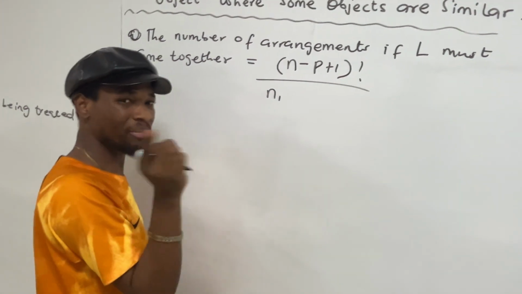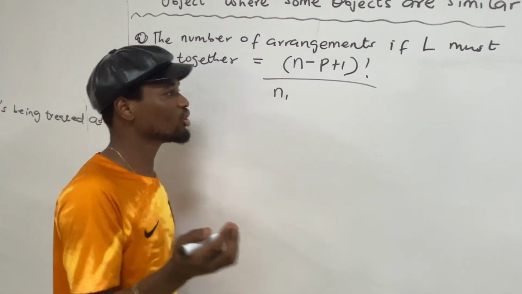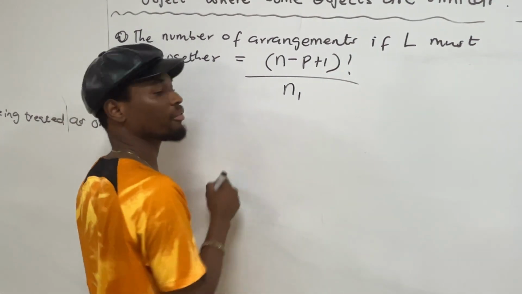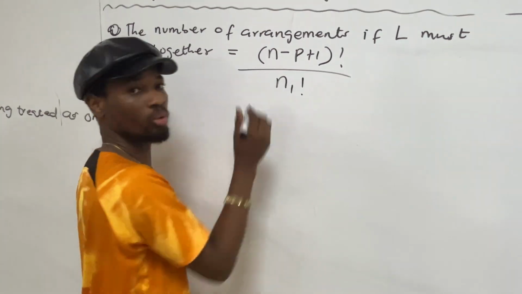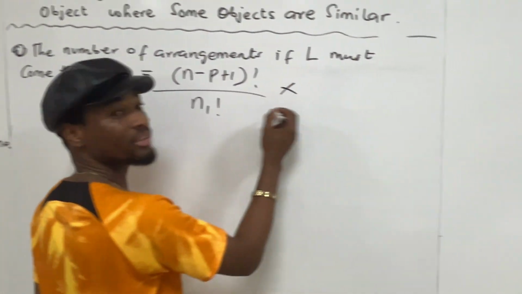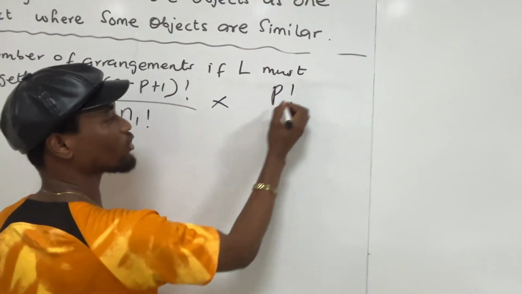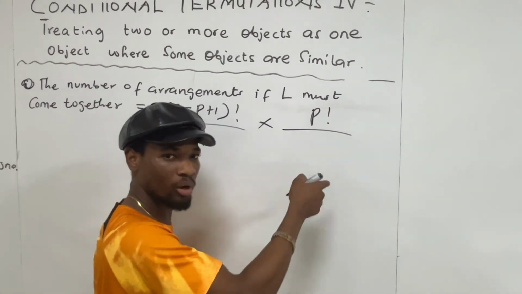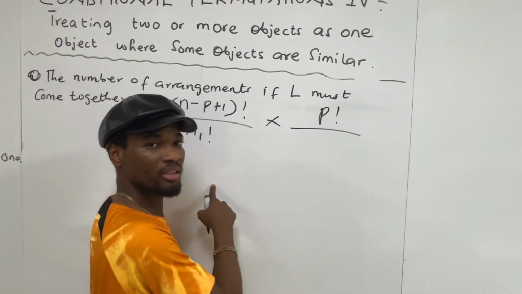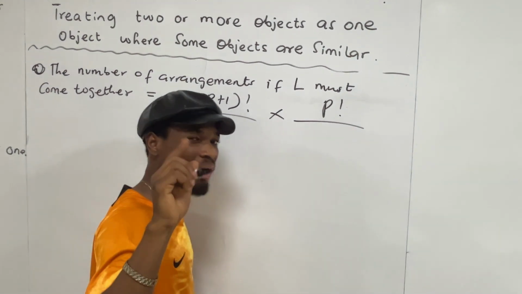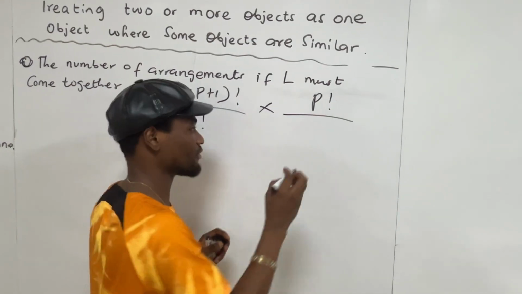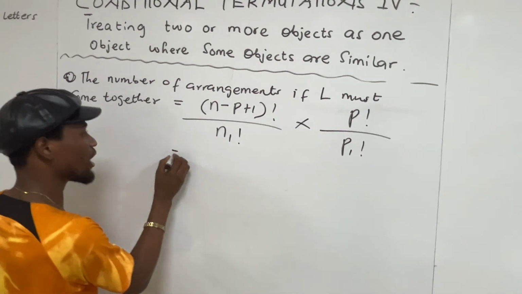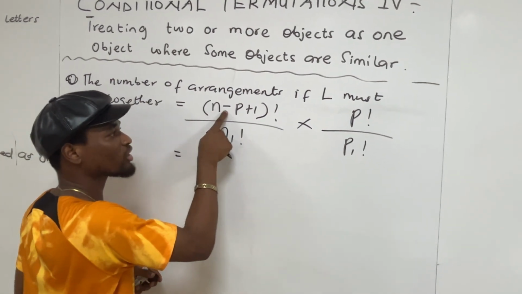But from here, we don't have N2, we don't have N3. So you end at what? You end at N1 factorial. Then times the formula, you have what? P factorial over P1 factorial times P2 factorial times P3 factorial. But in this case, from the question, we only have P1 factorial. So you end at that point. That's the formula. So viewers, you ask yourself, do we know N minus P plus 1?